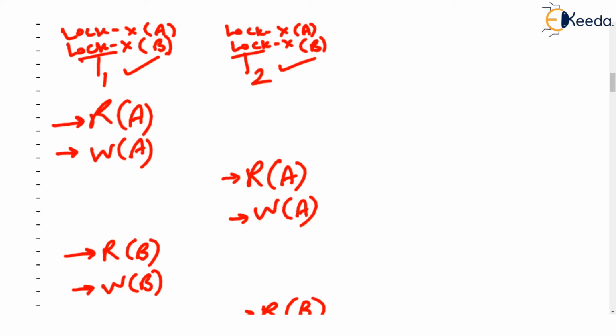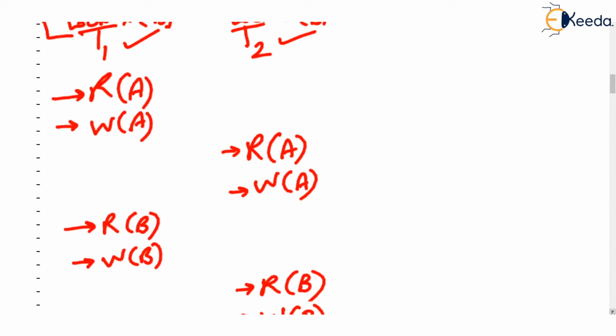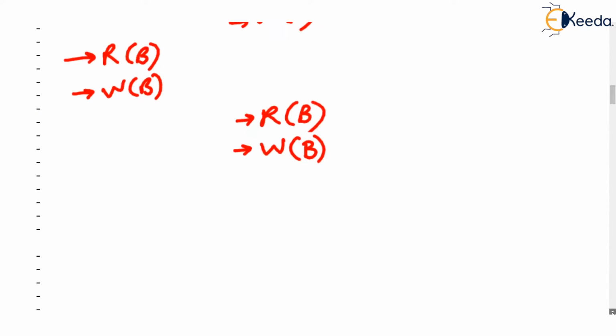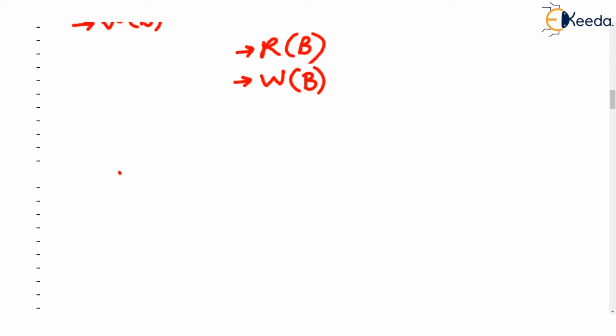Now, what I want to explain is that in this type of system, that is conservative 2PL, deadlock won't occur. Let me write this acquiring of the locks again over here in detail, so that we understand how deadlocks won't happen. Okay, here we go. T1 and T2.